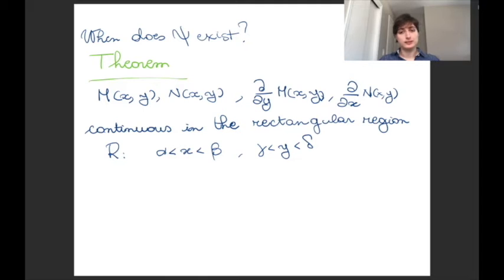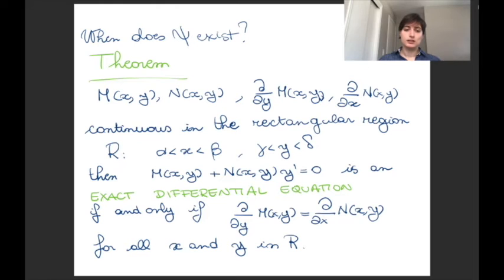When does this sort of psi exist? This is a theorem: if M and N are continuous in a rectangular region, and we also want the derivative with respect to y of M and the derivative with respect to x of N to be continuous in the same rectangular region, with x spanning between alpha and beta and y spanning between gamma and delta, then the ODE we just saw, M plus N y prime equals 0, is called an exact differential equation, and it can be solved as we saw if and only if the derivative with respect to y of M is equal to the derivative with respect to x of N for all x and y in the rectangle of continuity.